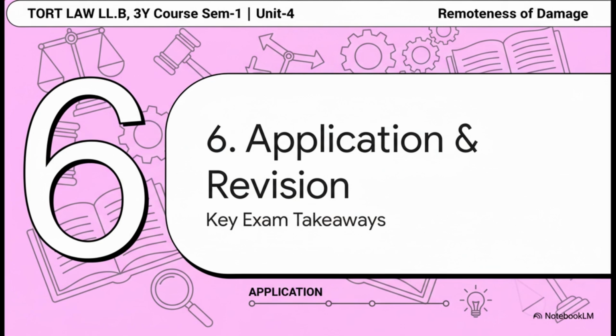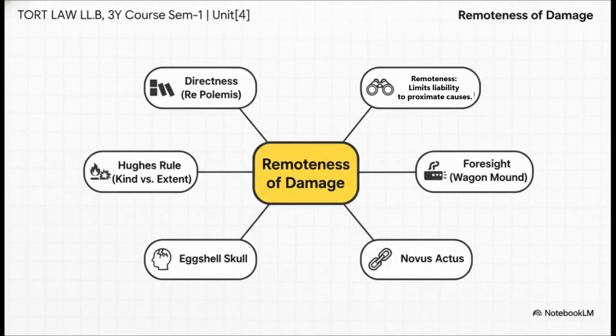Here, we will synthesize the key principles for the purpose of examination and practical understanding. Let us quickly revise the key takeaways. First, remoteness limits liability to proximate, not distant causes. Second, the test of directness from Polemis imposes liability for all direct results. Third, the modern test of foresight from Wagon Mound limits liability to what a reasonable man would predict. Fourth, the Hughes Rule states that the kind of damage must be foreseeable, not its full extent. Fifth, the eggshell skull rule holds that a defendant must take the victim as they find them. And finally, a novus actus, or new intervening act, breaks the chain of causation unless it was foreseeable or involuntary.